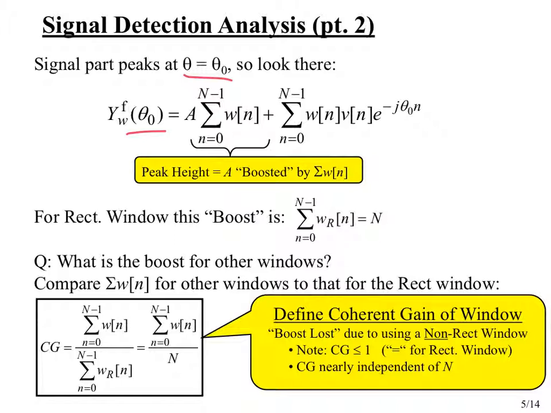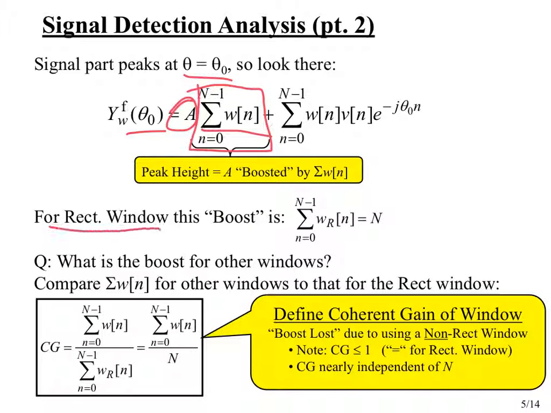So when we plug that in, remember we had in here an e to the j theta minus theta sub 0, or maybe the other way around. And when we plug in theta sub 0 for theta, we get e to the j 0, which is 1, and so that's why that term is gone. And so what do we have? Just a sum of the window. And so the number A is going to get boosted by that number. Let's think about what that is.